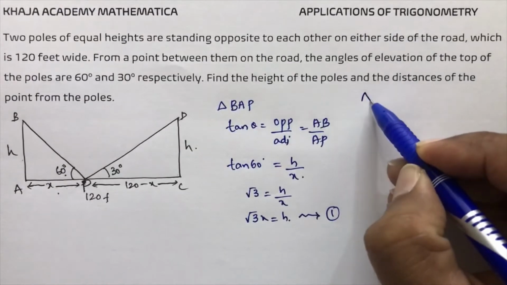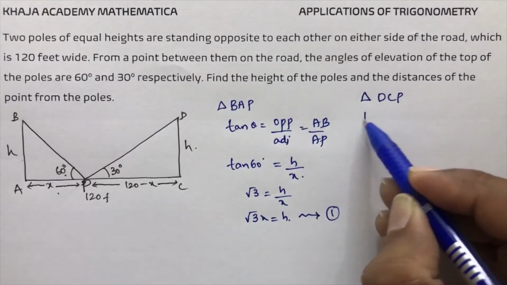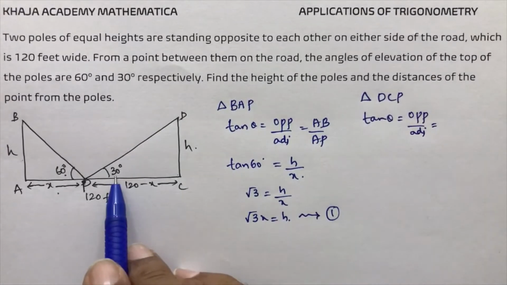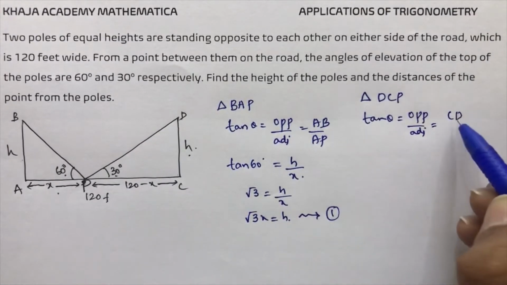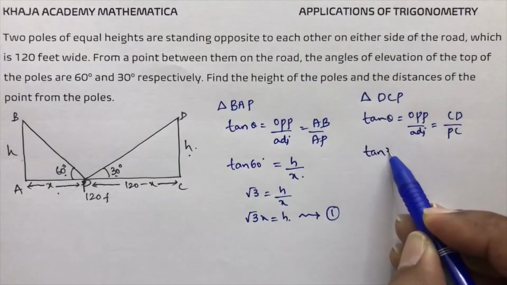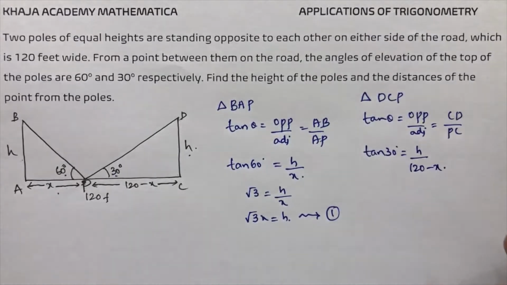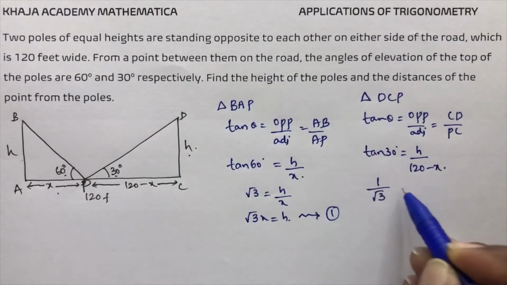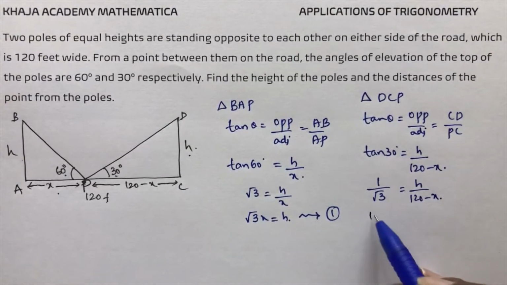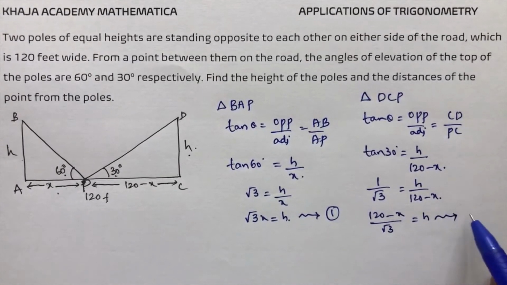Next, if we take another triangle, DCP, again tan theta is opposite by adjacent. Here in this case, opposite is CD and adjacent will be PC. So tan 30 degrees, opposite is h, adjacent is 120 minus x. Tan 30 is 1 by root 3, equals h by 120 minus x. If you cross multiply, (120 minus x) by root 3 equals h. This is equation 2.